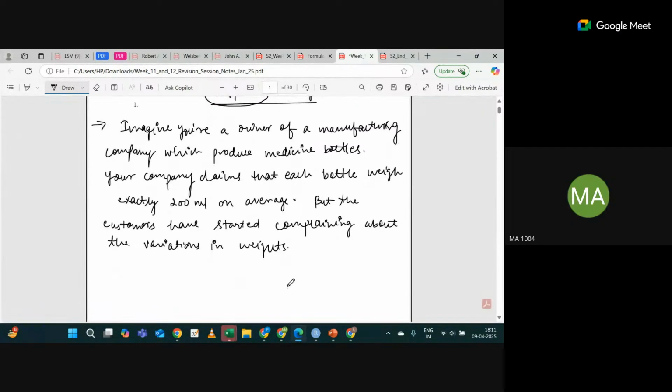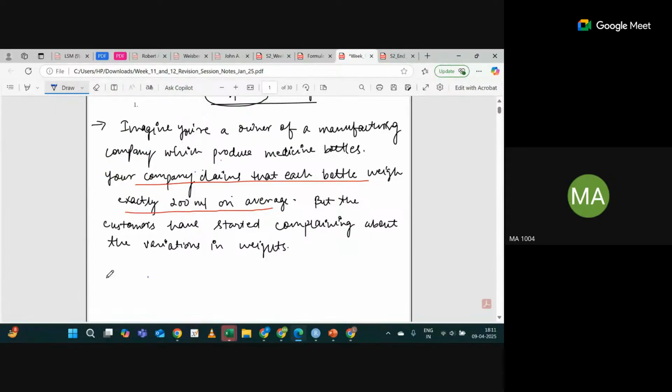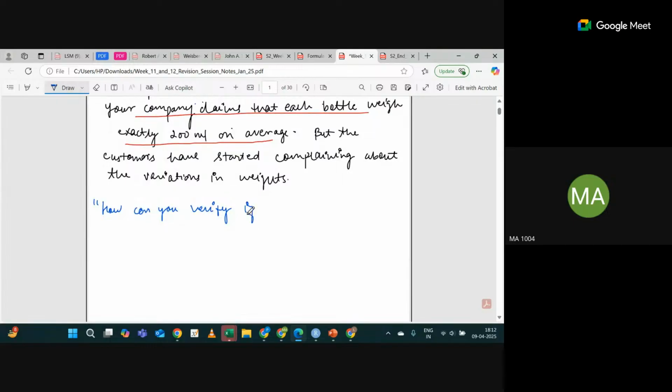So the situation is like there is a claim from your company. What is that claim? That each bottle weighs exactly 200 ml on average, right? But you are getting some complaints. The situation is then, how will you verify if your company's claim holds?